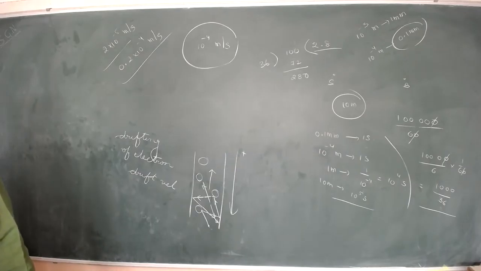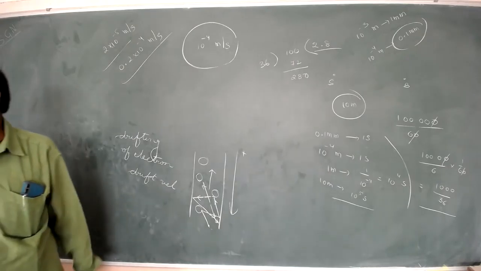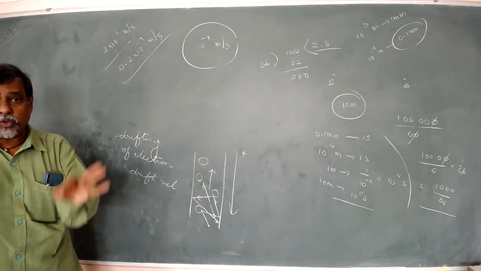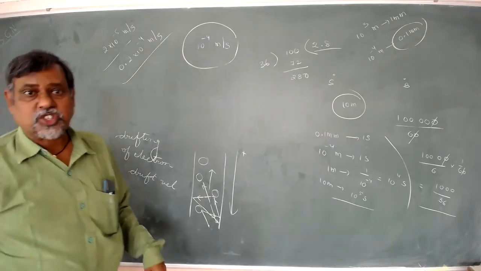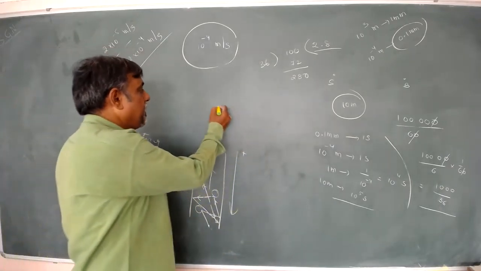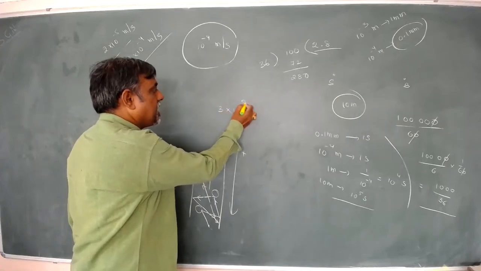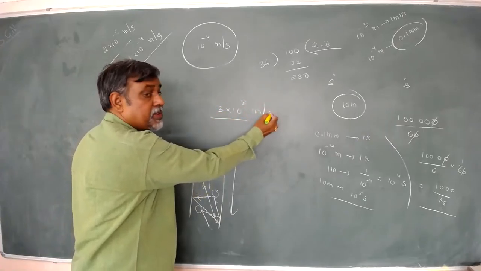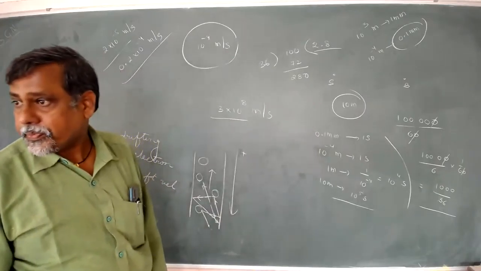By means of electric field. What did I say? The moment you give the connection, the moment you switch on the key, electric field gets established. So what will be the speed of electric field? Electric field travels with a speed of 3 × 10⁸ m/s. Okay, folks.